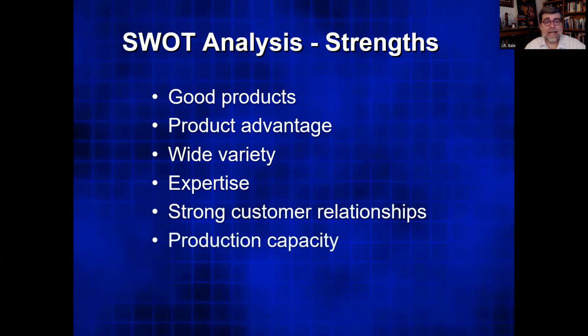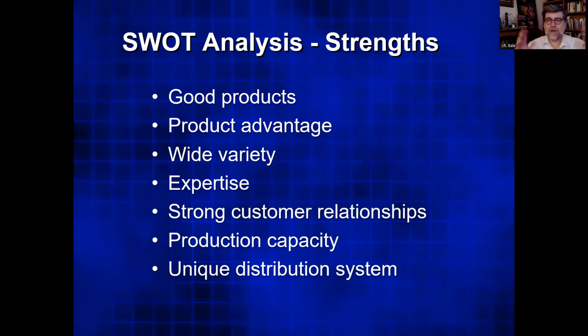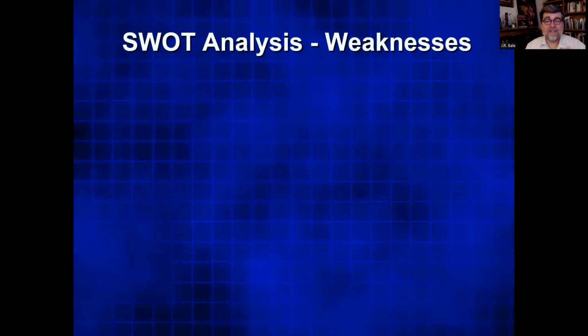If you have an enhanced or really high production capacity, that means you can produce a lot. It means you can produce cheaper. The economies of scale are available to you. Or if you have a unique distribution system. People love talking about their strengths. I've done SWOT analysis in groups, and everyone loves talking about their strengths, but you also need to talk about your weaknesses. And this is not something everyone loves quite so much.